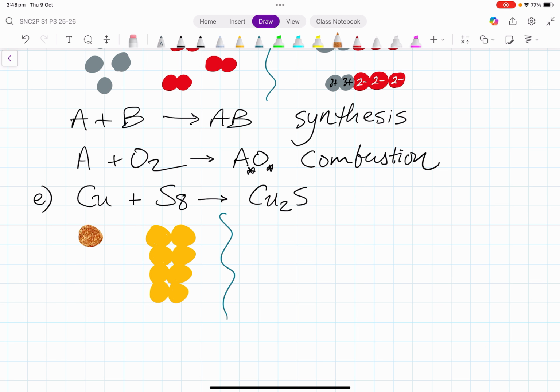But when they react together, what we're seeing here then is that 2 coppers are going to join up to 1 sulfur. Oh boy, this is going to be a lot of drawing, isn't it? Because if that's 8, we're starting off, then we have to draw 8 here.